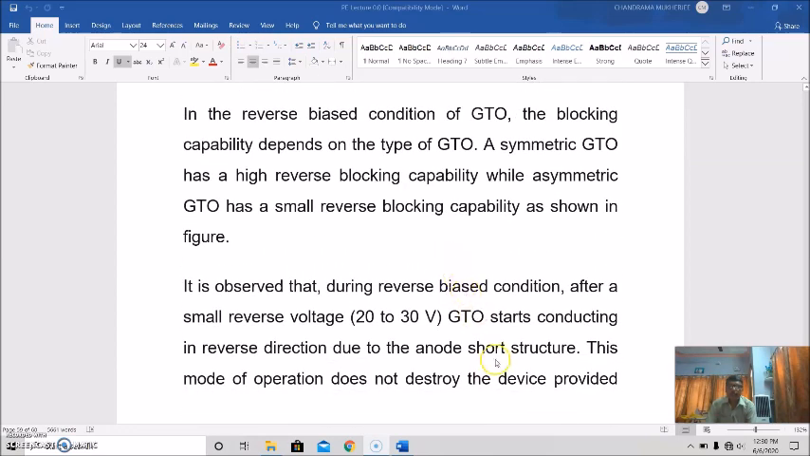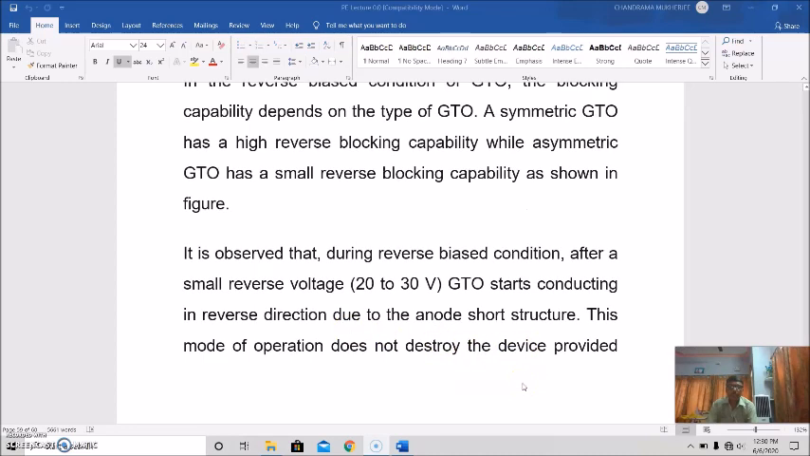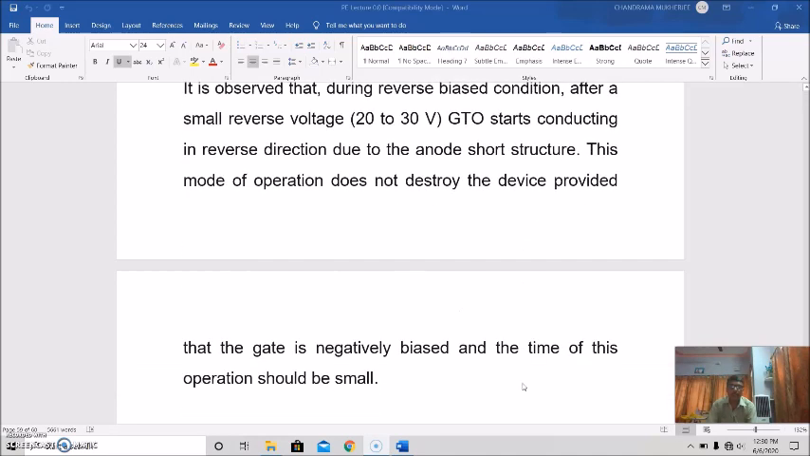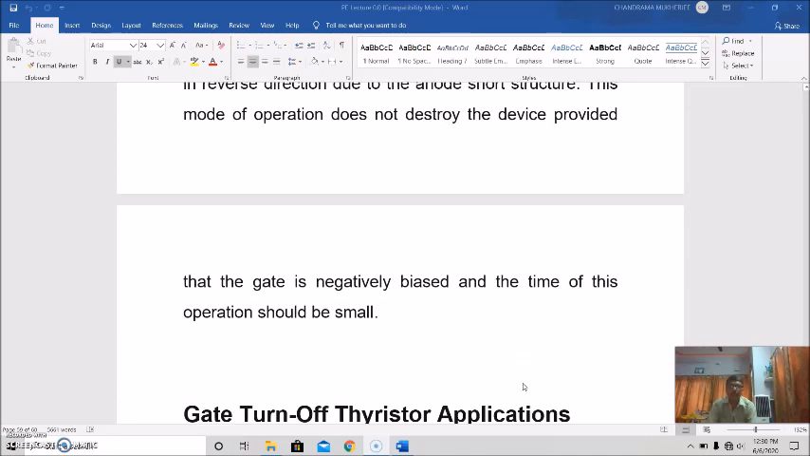It is observed that during reverse bias conditions, after a small reverse voltage of around 20 to 30 volts, the GTO starts conducting in the reverse direction due to the anode short structure. This mode of operation does not destroy the device provided that the gate is negatively biased, and the time of this operation should of course be small.